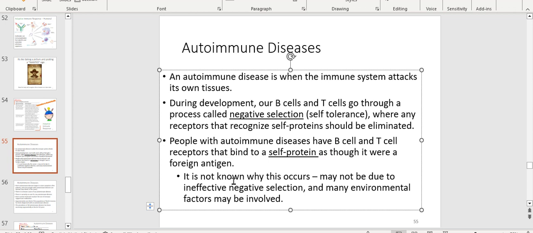Like the whole idea that hay fever or pollen or cat hair or dog hair are obviously not dangerous, but for some reason a particular person's immune system will see them as dangerous and elicit an immune response. Hence runny nose, watery eyes, redness, soreness, sneezing, these kinds of things.